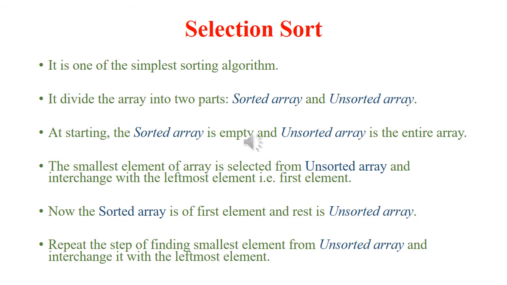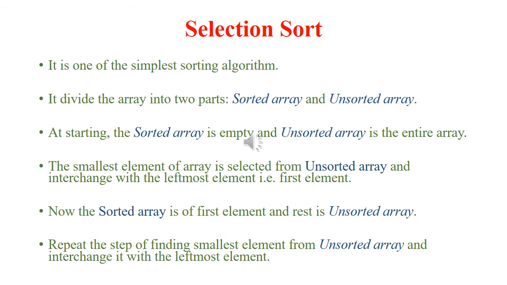At the start, during initialization, when the array has just been filled with the elements, the sorted array is empty and the unsorted array is the entire array. Before you start sorting, we assume that the sorted array is empty and all the elements are part of the unsorted array.